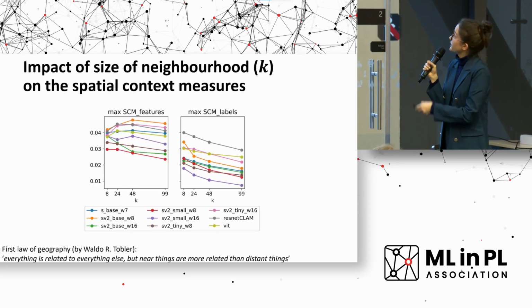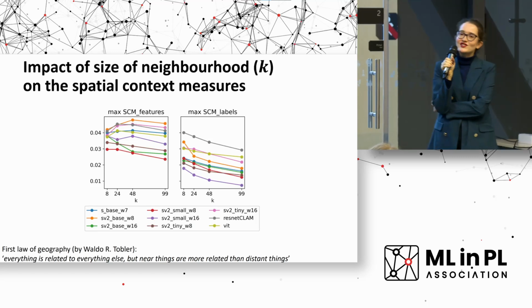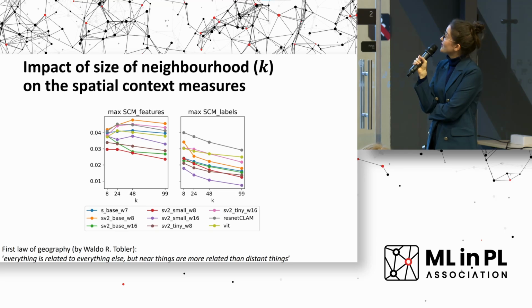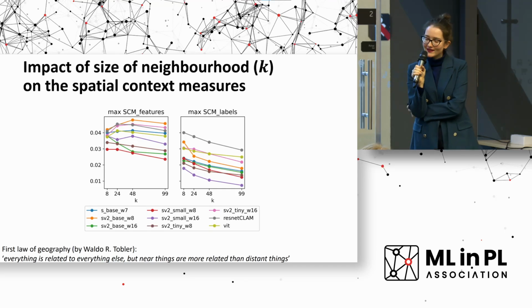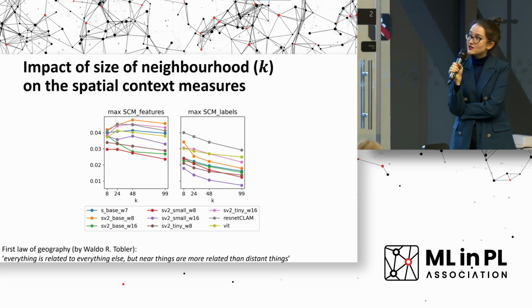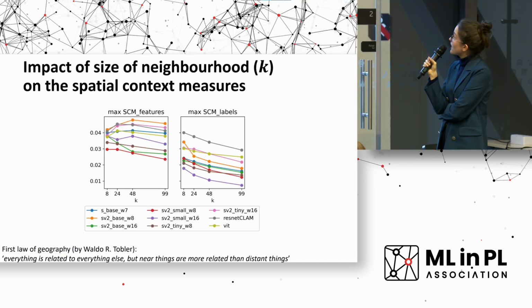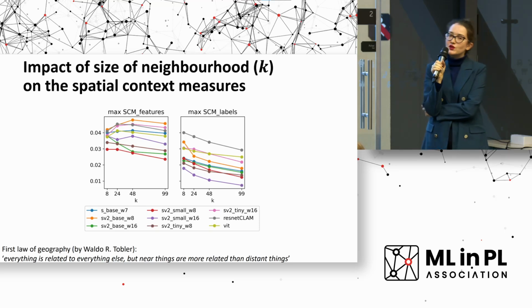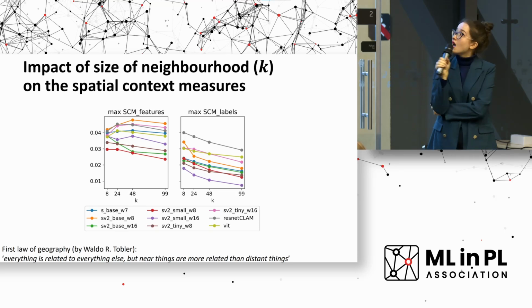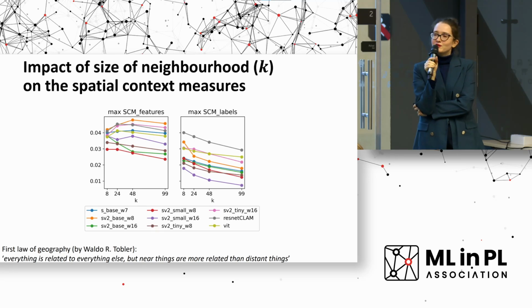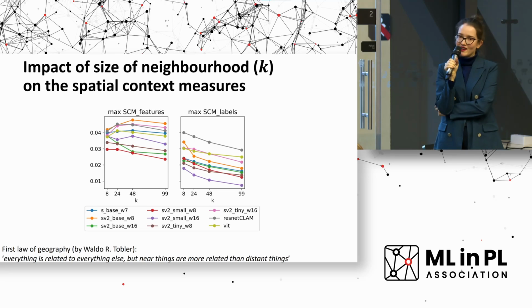Okay, so that was the first hypothesis that we wanted to test. And now let's move to the next one. So we wanted to analyze whether the size of the neighborhood, so the K within the K nearest neighbors, is actually somehow related to the values of the spatial context metrics. And what we can see is that if we analyze SCM labels, actually there's a clear decreasing trend, so that the bigger K, the smaller context measure.